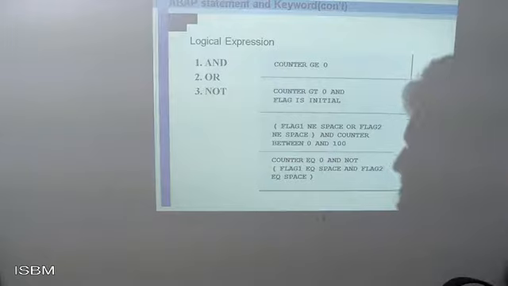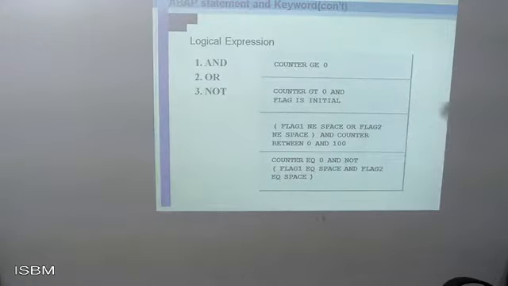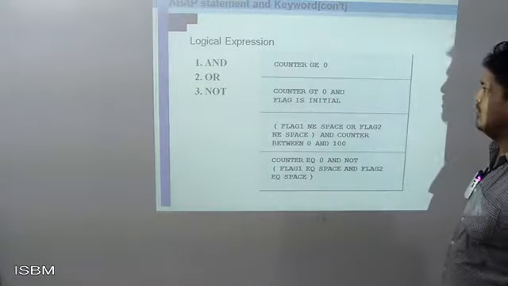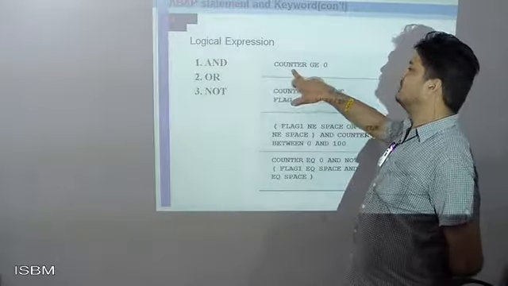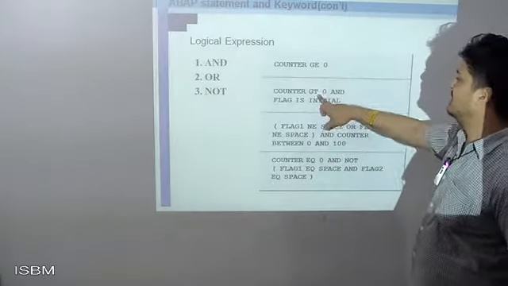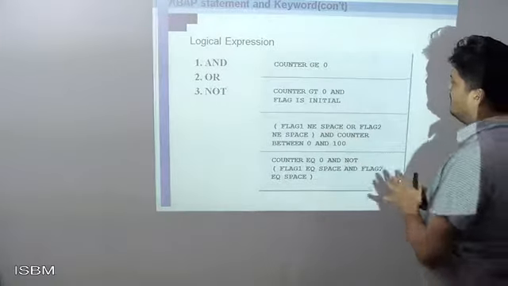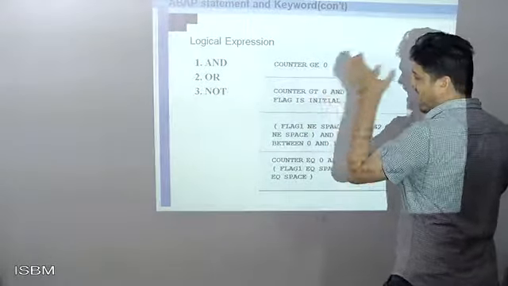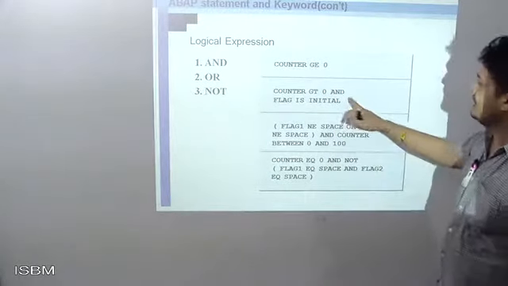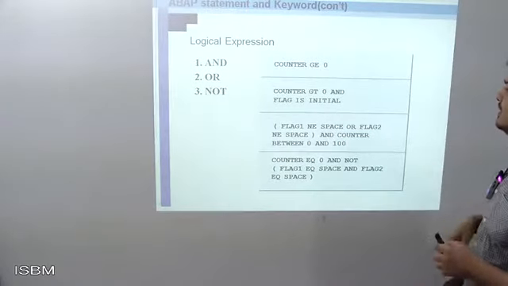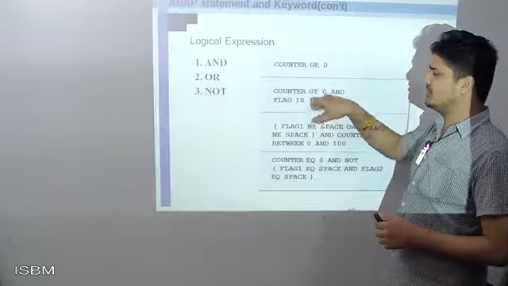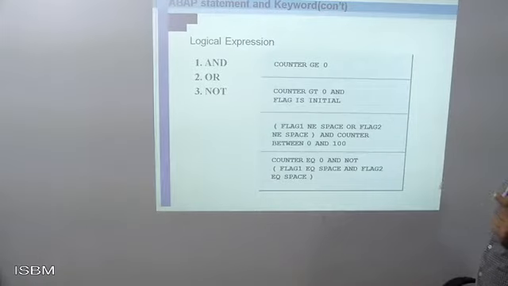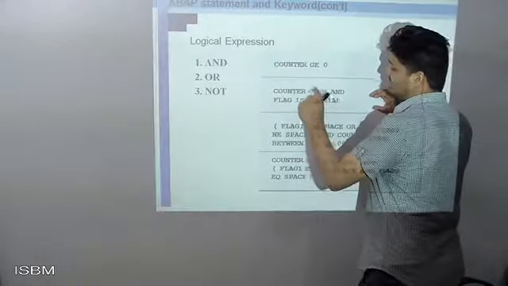Then we have logical operations. Logical operations in the sense AND, OR, NOT. So there are three logical operators basically that we are using over here: AND, OR, NOT. See, counter greater than 0, counter greater than 0 AND, in the sense, these two expressions have to be complete, I mean satisfied, then only it will go ahead. If suppose counter is greater than 0 but flag is not initial, then it will not go ahead. So the AND operator is basically used so that both conditions have to be satisfied.